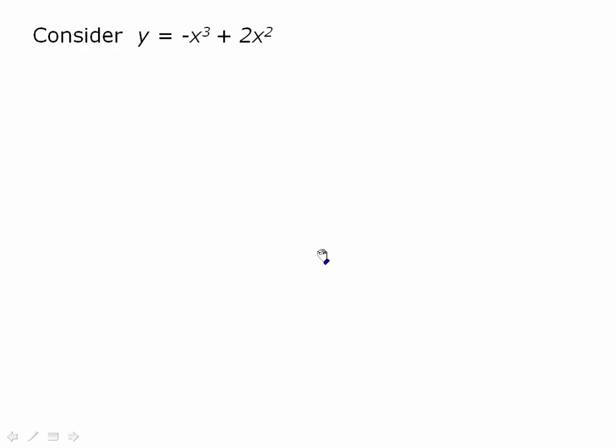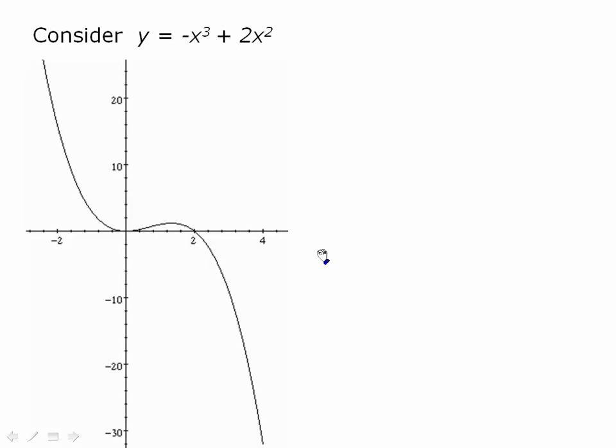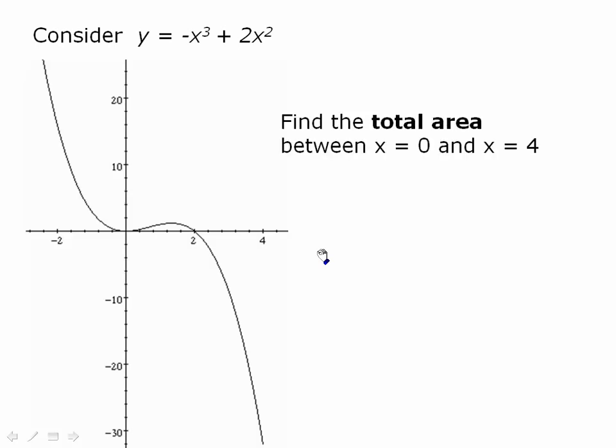So to start off with, taking a look at this cubic function, negative x cubed plus 2x squared. The question then goes on to say find the total area between x equals 0 and x equals 4. So what you'll notice first off about this question is that x equals 4 is down here, but that we're dealing with a section that is above the x-axis and then a section that is below the x-axis.